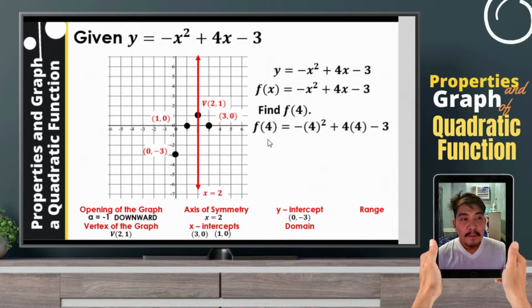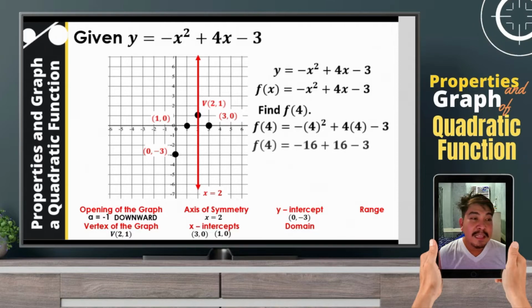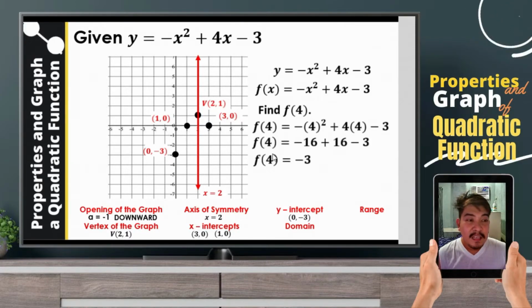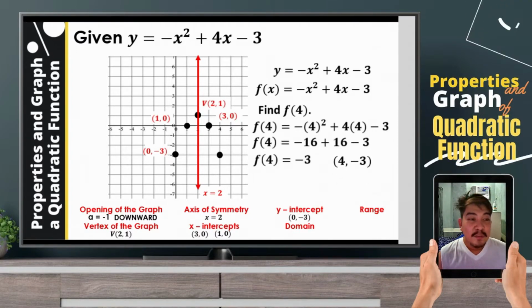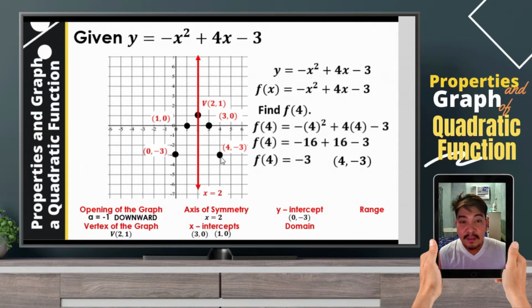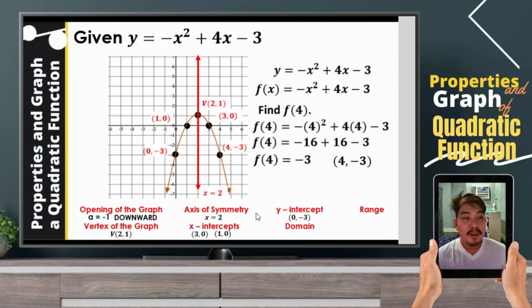So that will be f of 4 is equal to negative 4 squared plus 4 times 4 minus 3. Okay? And negative 4 squared will just be negative 16 plus 4 times 4, that will be 16 also, minus 3. 16 minus 16 is 0. 0 minus 3, that will be negative 3. So therefore, if x is equal to 4, the value of y is negative 3. Okay? So if you can see, if we count, we still arrive at the same point, the location of the point, rather. And then let us now draw the parabola, and the parabola opens downward.